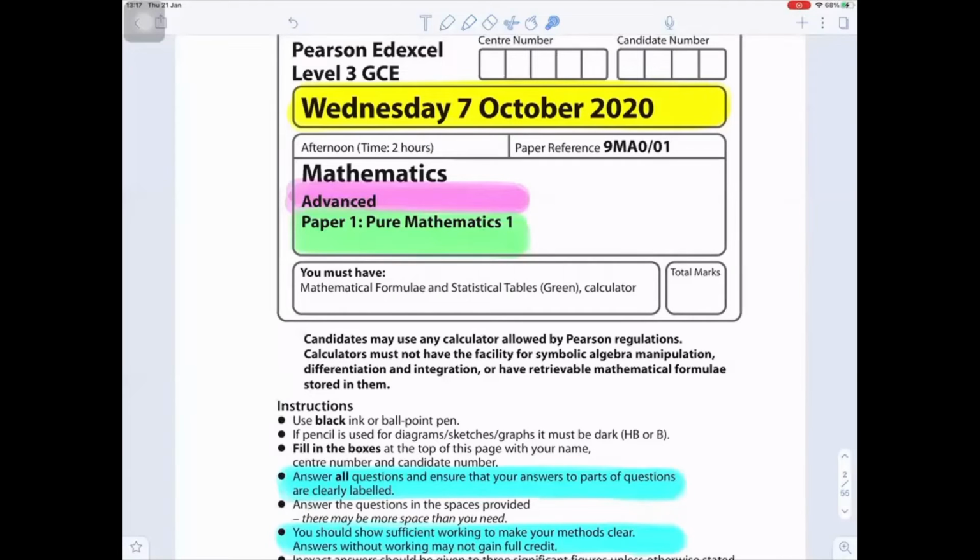Mathematics Paper 1, Pure Mathematics 1, Wednesday, 7 October 2020. Answer all questions and ensure that your answers to parts of questions are clearly labeled. You should show sufficient working to make sure your methods are clear. Answers without working may not gain full credit.